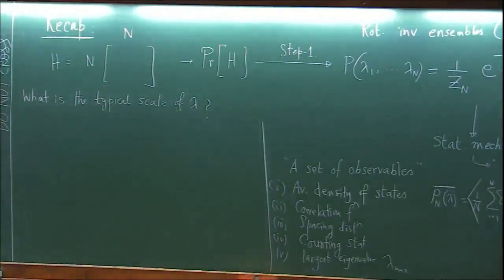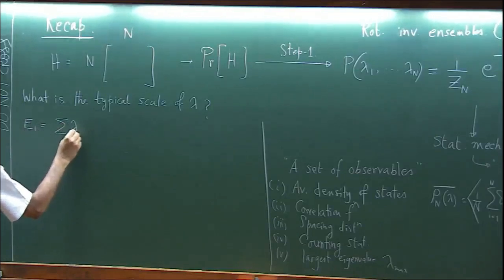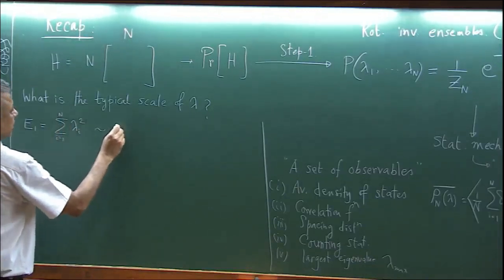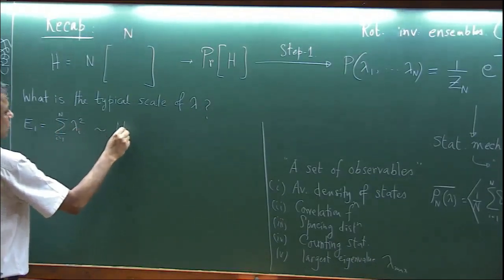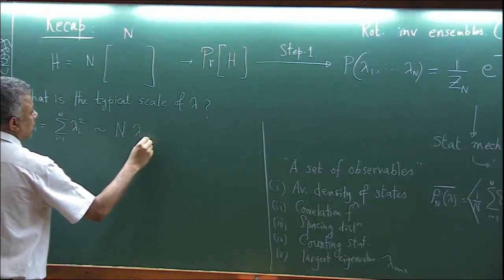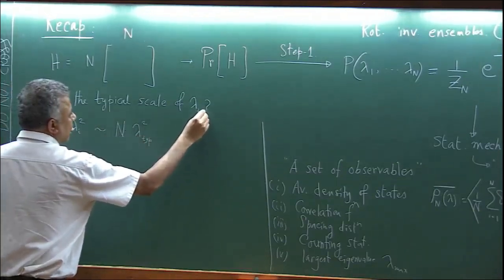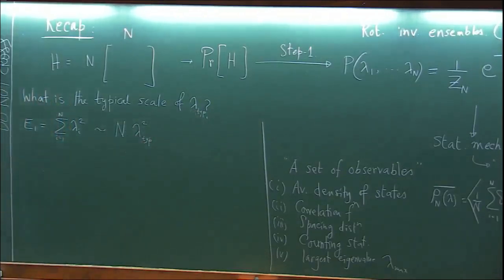So let's estimate. Let's look at the first term first, E1, which is the external energy term. This is just a heuristic. Roughly speaking, there are n such terms, so this will be n times lambda typic square. I want to estimate this lambda typic. So the first term of the energy is scaling like n lambda typic square.